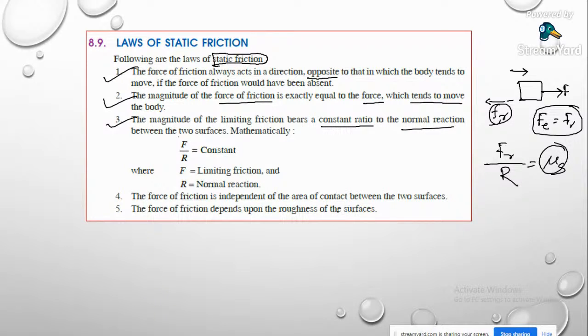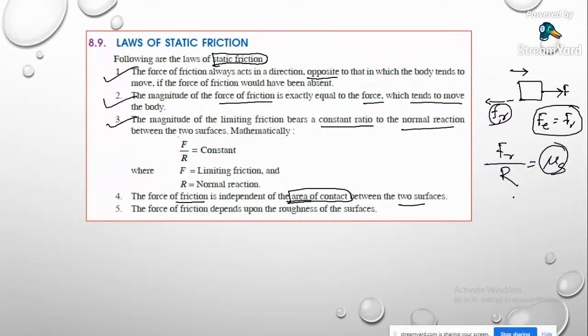Okay, so the fourth point. This is a very, very important point, you need to understand. The force of friction is always independent of the area of contact. Always, it is independent of the area of contact between two surfaces.